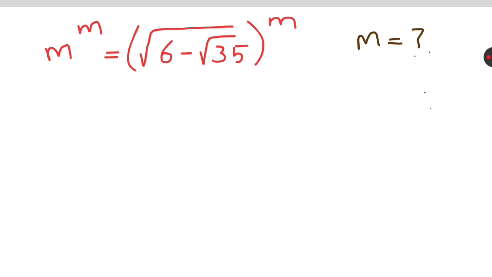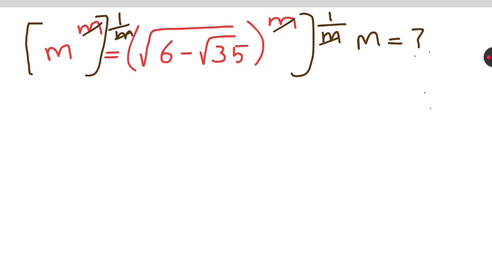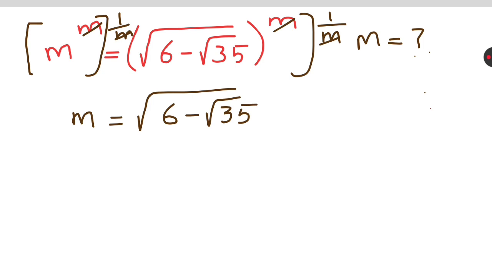Observe here, in the left hand side the power and the right hand side power are m only. Both are the same. So if you take both sides to the power 1 over m, then we can get rid of that power, isn't it? So then we are left with only m equal to square root of 6 minus square root of 35. Now it is a bit easy to solve.